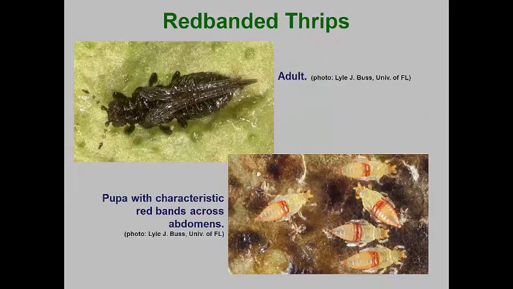Another common invasive species in Florida is the Redbanded Thrips. This species is most important in some tropical fruits, but it will also attack a wide range of ornamental plants. It gets its name because the nymphs or larvae and pupae are a light cream color with a distinctive red-orange band across the base of the abdomen.